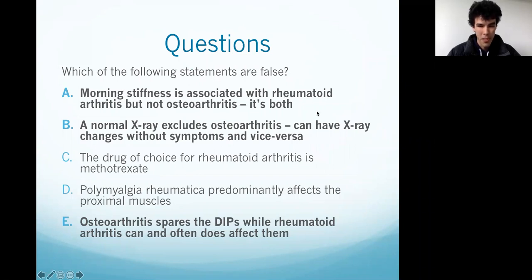Morning stiffness you should be seeing with both. Sorry about that last one. Morning stiffness you definitely will see in both. Remember, it's longer for rheumatoid. And a normal X-ray does not exclude OA. As we've said before, if they have symptoms but no X-ray signs, you're still going to diagnose them with OA.